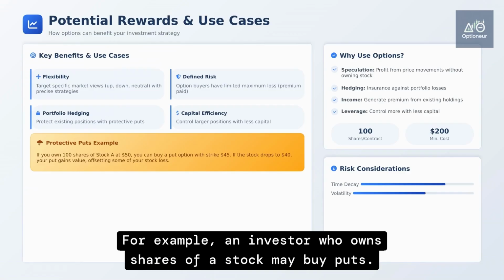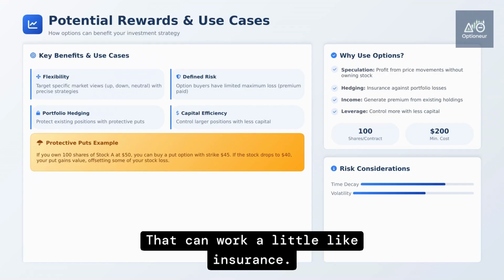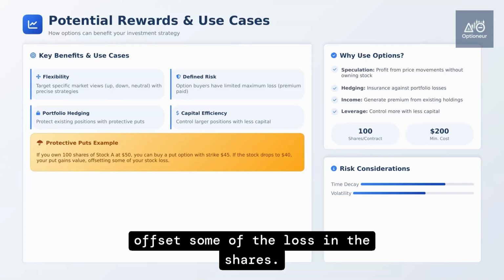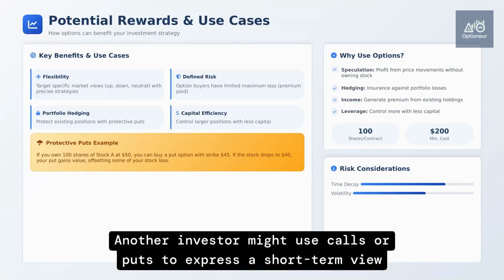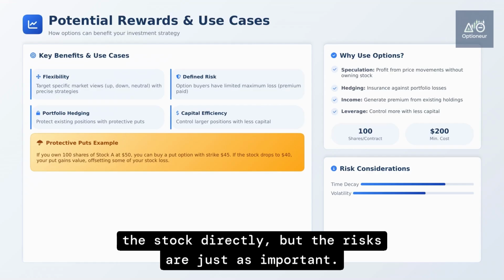For example, an investor who owns shares of a stock may buy puts as a form of downside protection. That can work a little like insurance. If the stock falls sharply, the puts may increase in value and help offset some of the loss in the shares. Another investor might use calls or puts to express a short-term view without committing as much capital as it would take to buy or short the stock directly, but the risks are just as important.